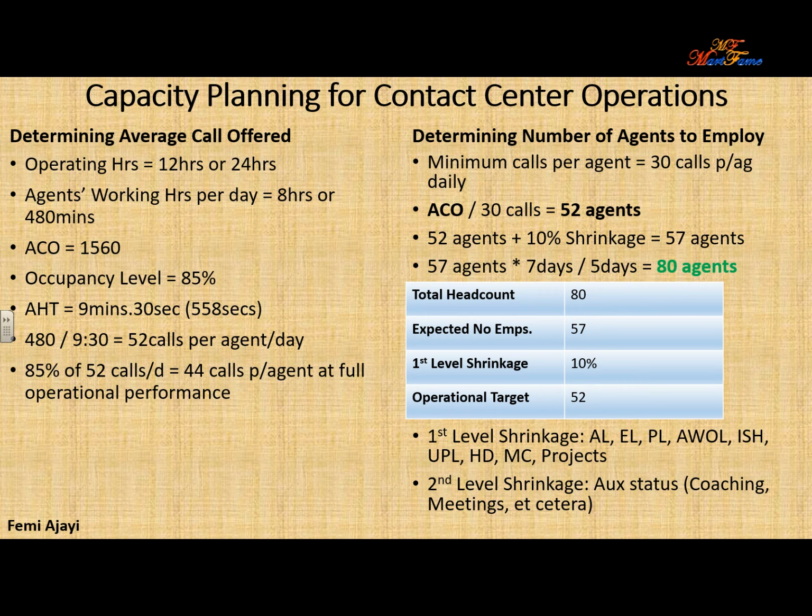So now, in summary, we now know that the total headcount that we need to employ for a contact center should be 80. The expected number of employees that will be scheduled on a daily basis to handle the 1,560 calls will be 57. Take out the 10% shrinkage, that will give you 52 agents on a daily basis to be scheduled.